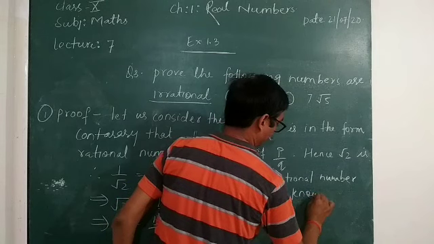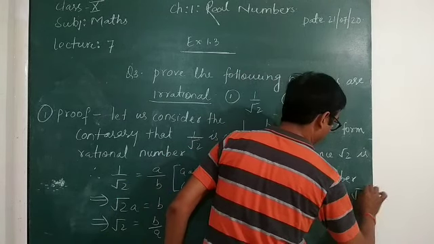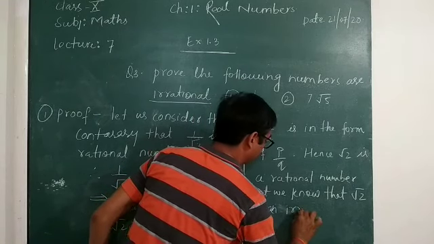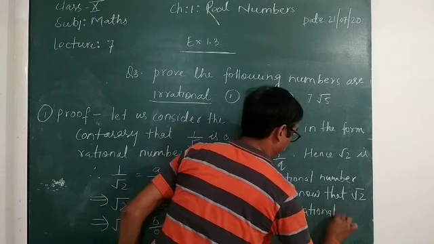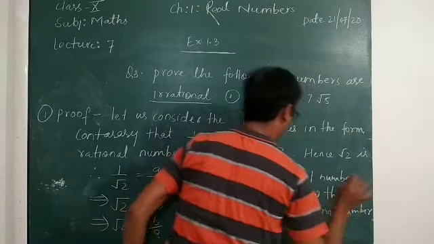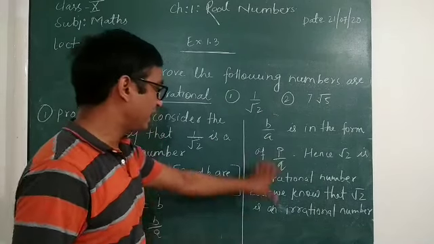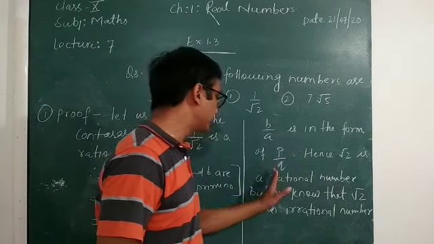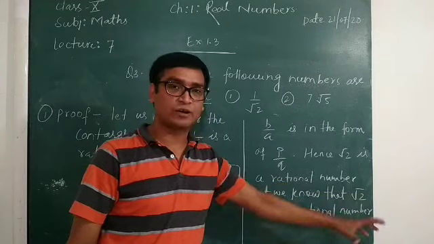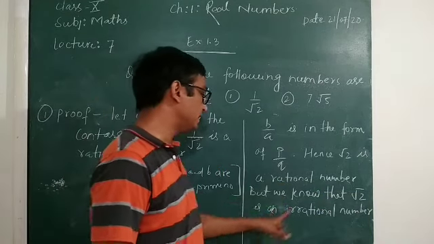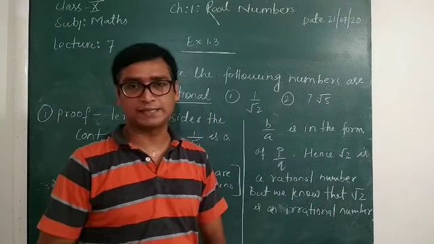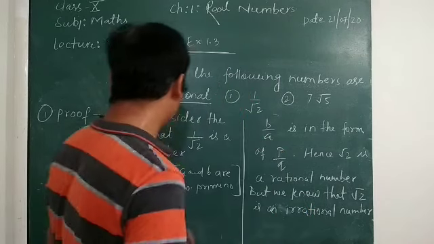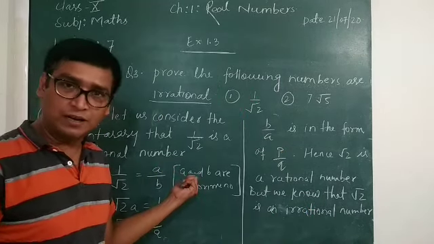But we know that root 2 is an irrational number. So this contradiction has arisen here. We are proving that it is in the form of p by q, hence root 2 is a rational number. But we know that according to theorem 1.4, root 2 is an irrational number. This contradiction has arisen because of our incorrect assumption. We have considered 1 by root 2 as a rational number.